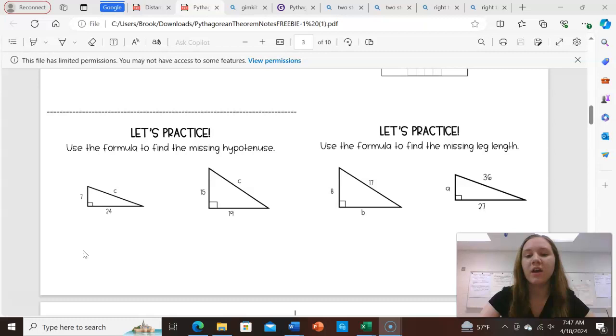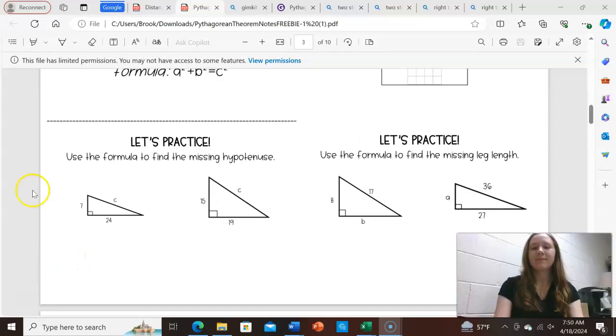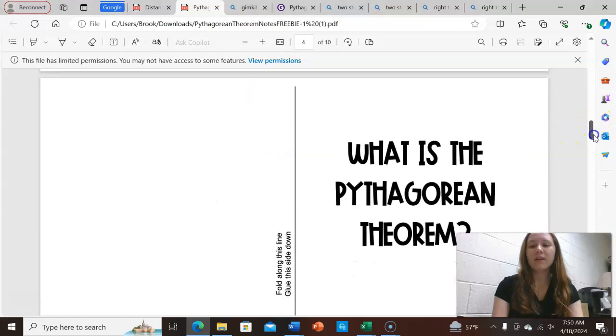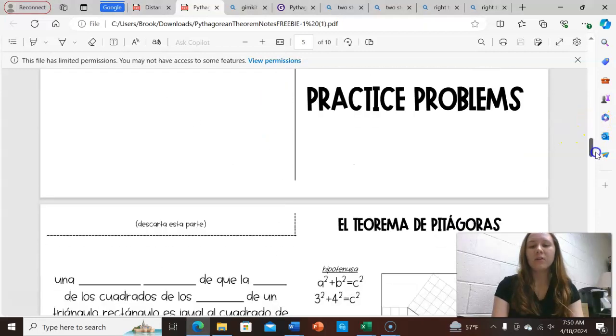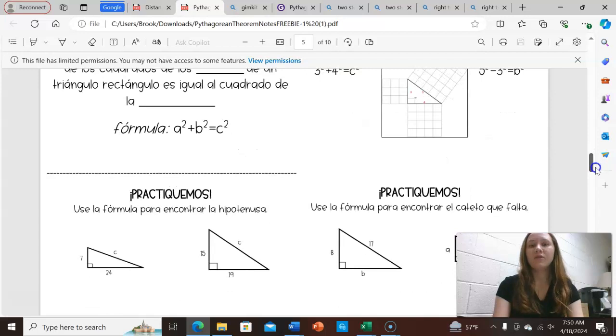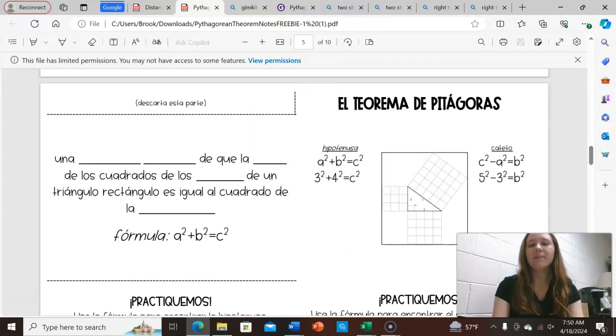Now please pause this video and try the second two problems on the right-hand side, where you will be finding the missing leg. After answering those two problems, your answer should be 15 for the side B, and 23 and 8/10 for side A. Once you have gone through some of this, for any extra practice on here, or if you want to see the Spanish version, I will provide a document with that key.